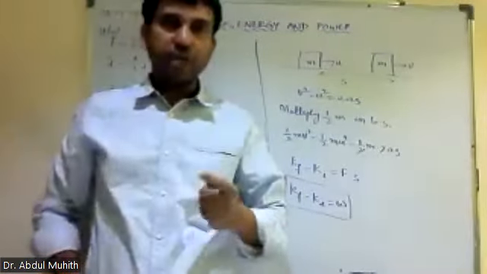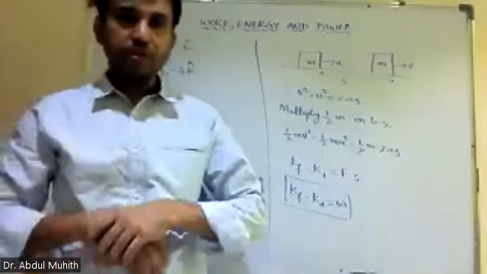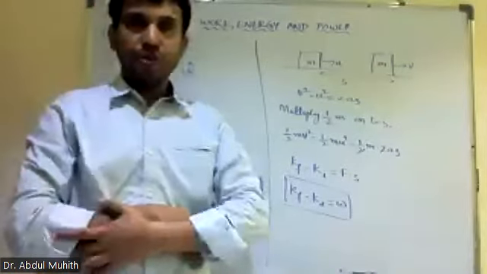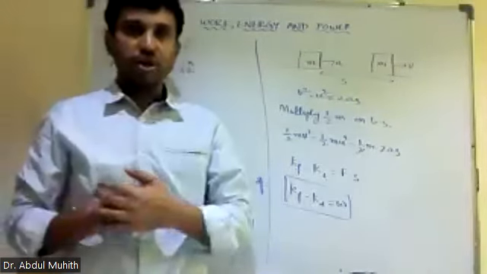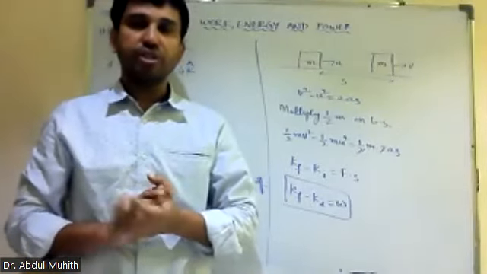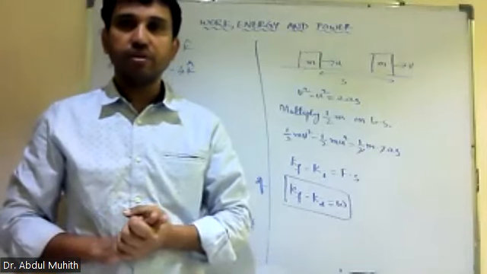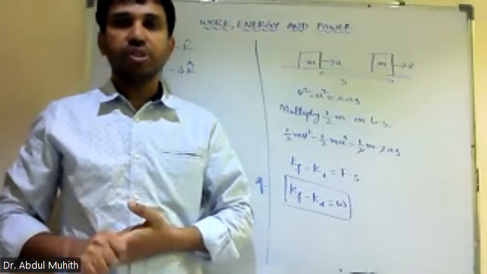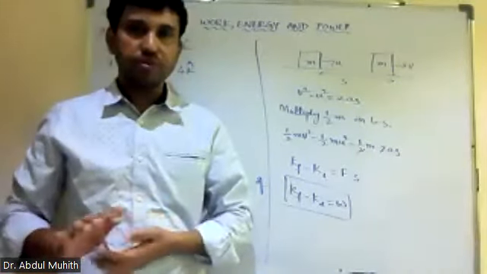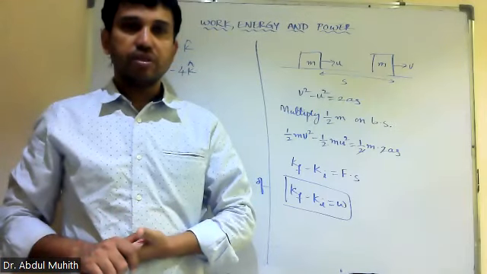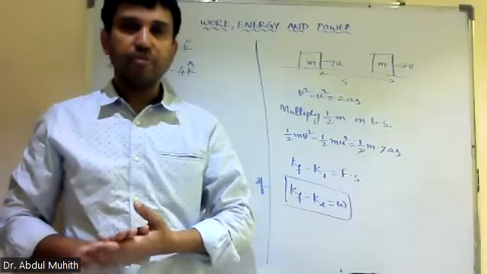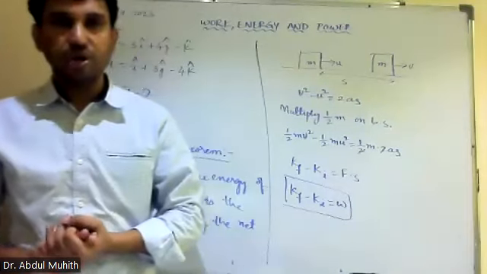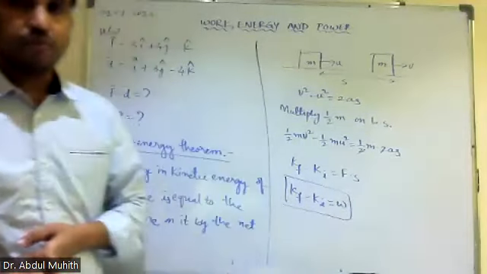So we came to know that A dot B. What is the A dot B formula? A dot B formula is AB cos theta. And cos theta formula is A dot B divided by modulus of A, modulus of B.